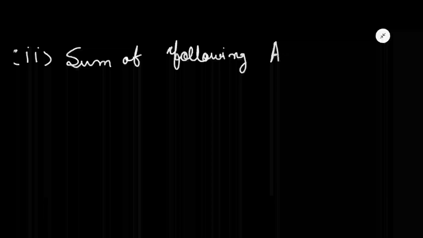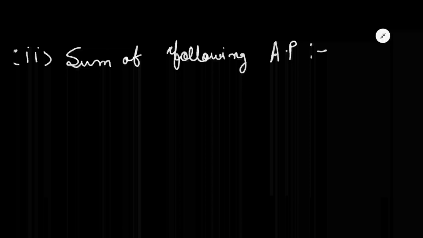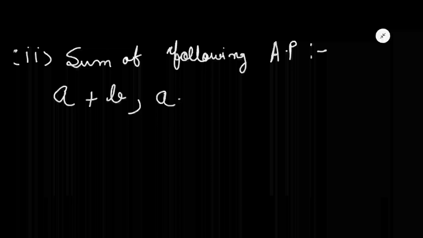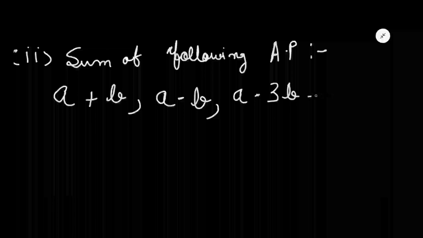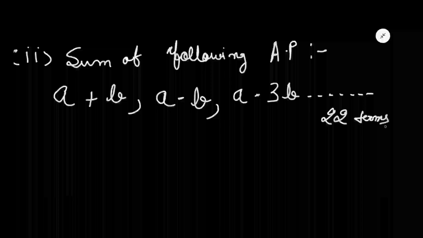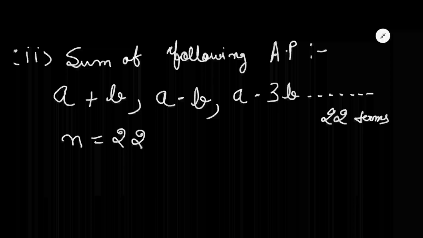The second example is we have to find the sum of the following AP, which is given as a plus b, a minus b, a minus 3b, to 22 terms. So which means the n is given as 22.